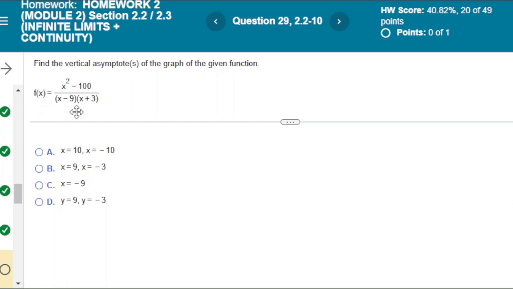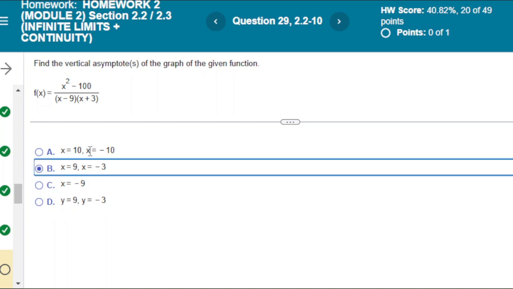Okay, so notice we have 9 and -3. Oh, and by the way, it's not y equals 9, y equals -3. It's x equals 9, x equals -3, right? They're vertical asymptotes, vertical lines there.